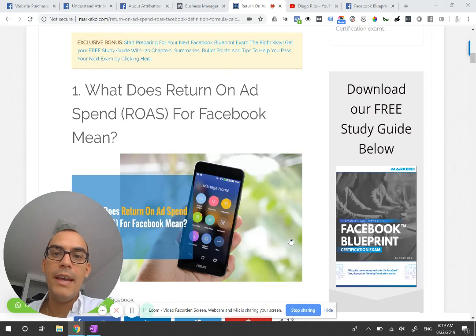Morning, everyone. Today I'll be talking about Facebook return on ad spend. I think this is something essential that everyone should know how to use. What does it mean, and just how to use it, especially if you're in e-commerce, how to use reporting.